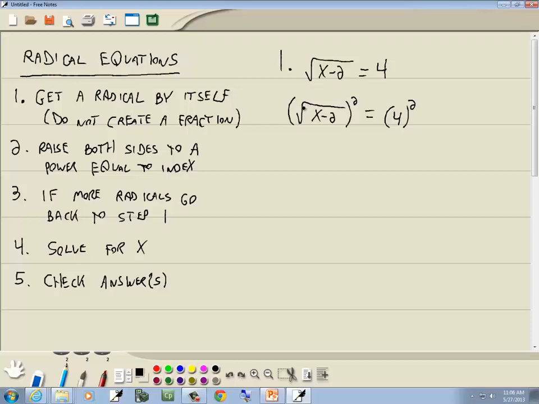Now when your index matches the power you're raising it to, they're going to cancel each other out, and the radical will disappear also, and you'll be left with what's underneath. So this side just becomes x minus 2. 4 squared, 4 times 4 gives us 16. Take negative 2, move it to the right side, becomes a positive 2. And we get x is equal to 18. Maybe. Because remember, our last step is to check our answers. 18 minus 2 is 16. Square root of 16 does give you 4. So that checks.